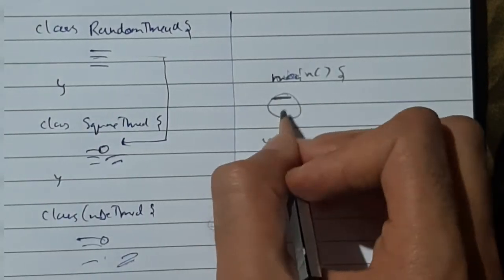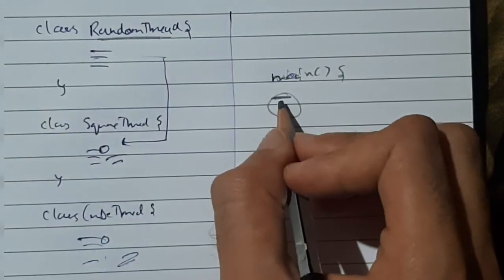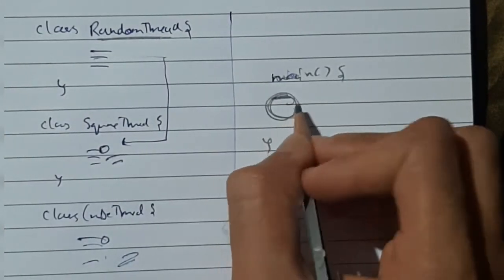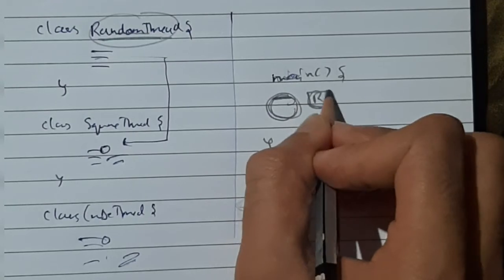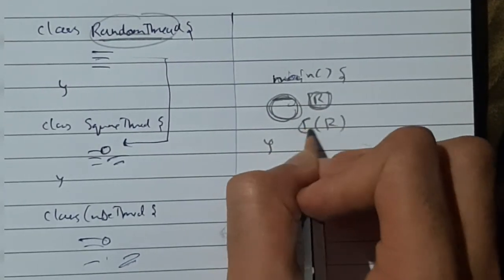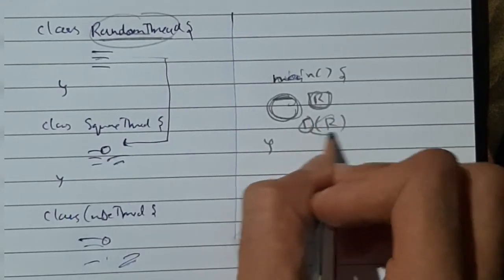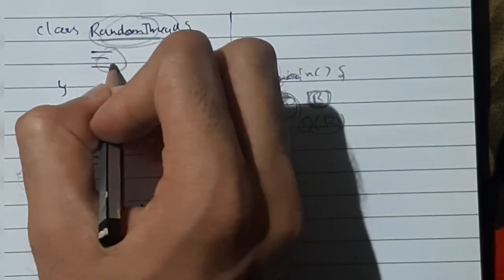In the main program, we will be creating an object of this class, and then we will be passing on the thread of that object. Okay, so first we will be creating an object of the random class, and then we will be passing on this object as a thread. For that, we will be passing in t, which is nothing but a thread.